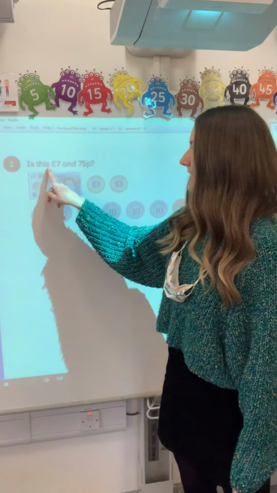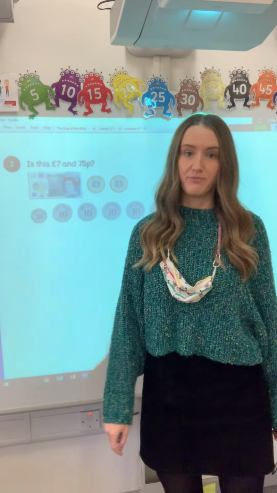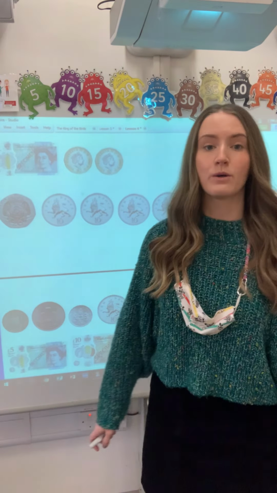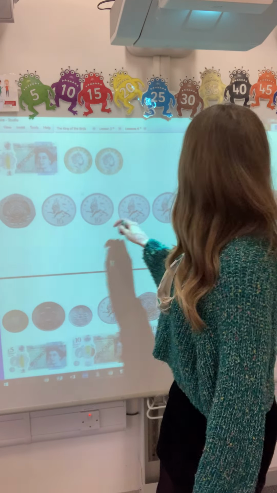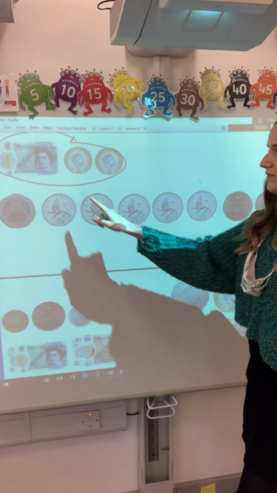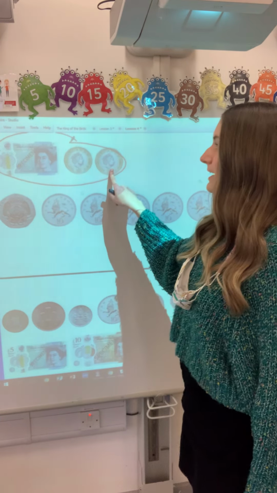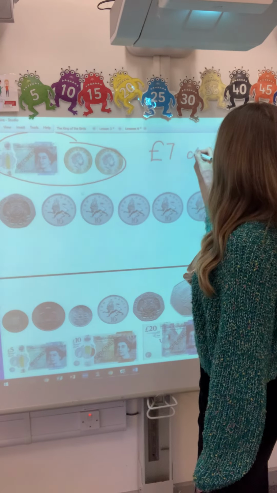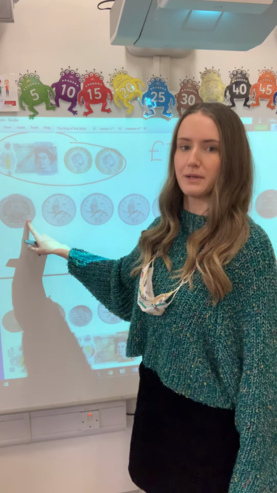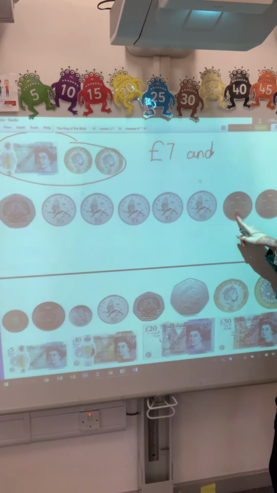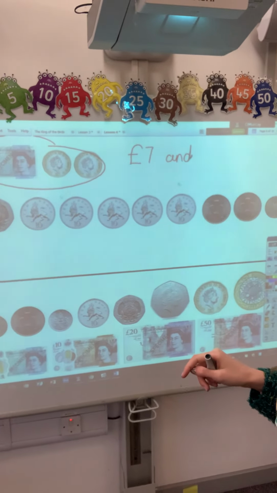Right, I've got another problem. Is this amount £7.75? I've made it bigger on here, so it's easier to see. So the first thing we need to count are the pounds. These are all pence. Here are my pounds. I've got £5, £1, £1. So 5, 6, 7. £7. And we've got a 20p, a 10p, a 10p, a 10p, a 10p, a 10p, a 2p, a 2p, and a 1p. You can't see it, but we have got a 1p.